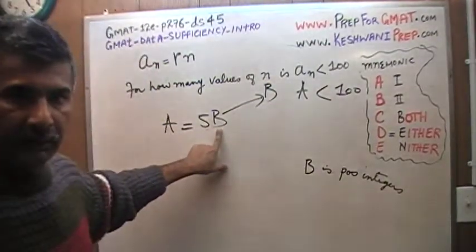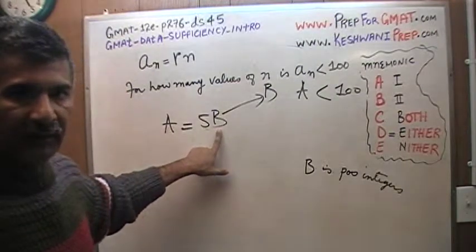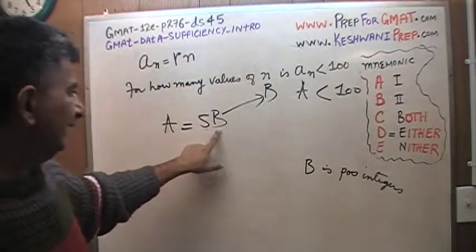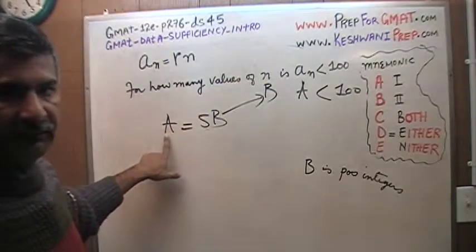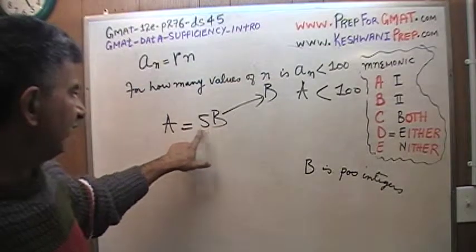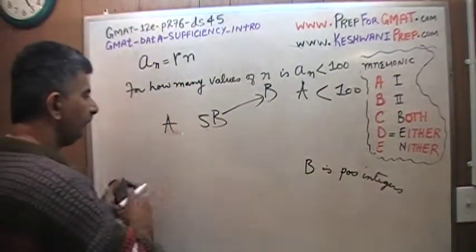When B is 1, A is 5. When B is 2, A is 10. When B is 3, 4, 5, all the way to 10. When B is 10, A is going to be 50. When B is 19, 19 times 5 is 95, A is 95. B cannot be 20. Had B been 20, 20 times 5 is 100, but A, here we are told, is less than 100.